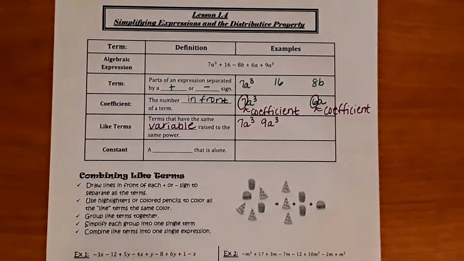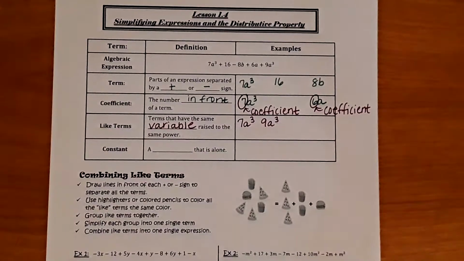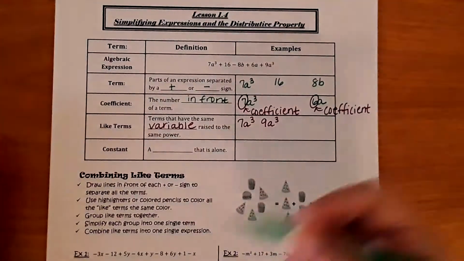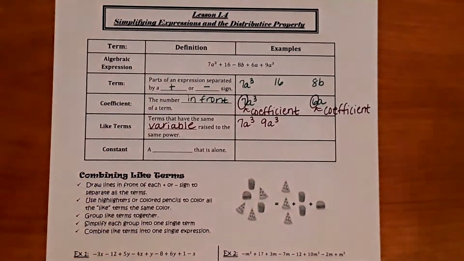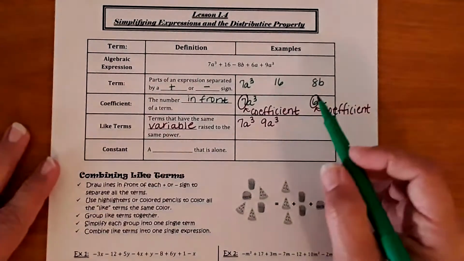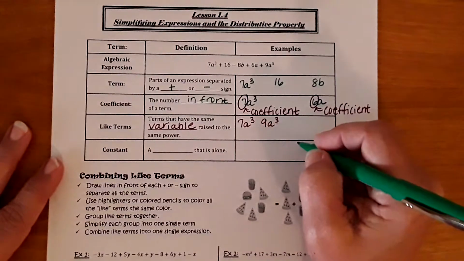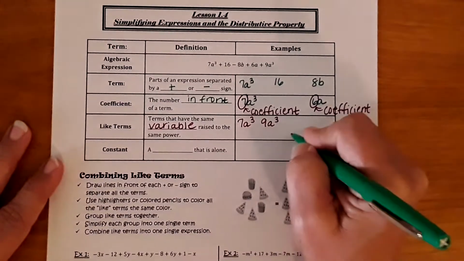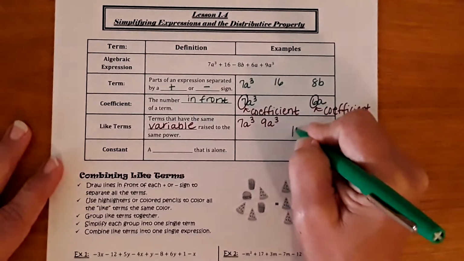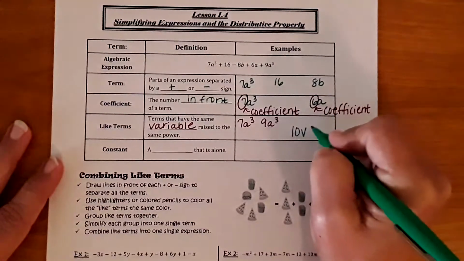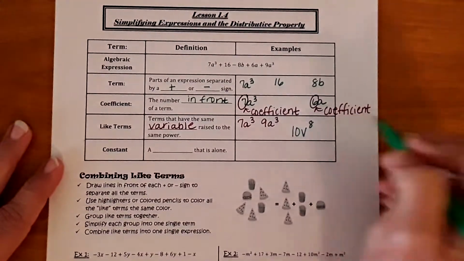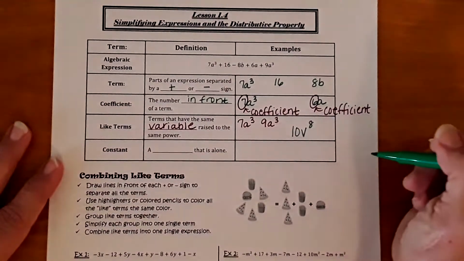If you were in class, I would ask you, can you give me an example of like terms? So in your head, I want you to think of like terms. I'm going to write a pair. They probably won't match yours, but let's see. I like the letter V, so I'm going to use V. I'm going to say 10V to the 8th, and I need a like term.